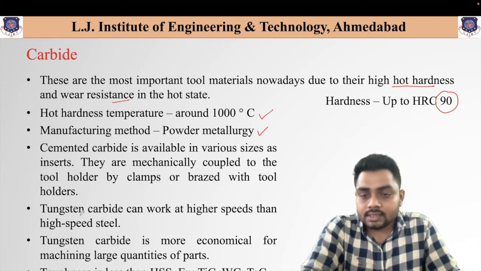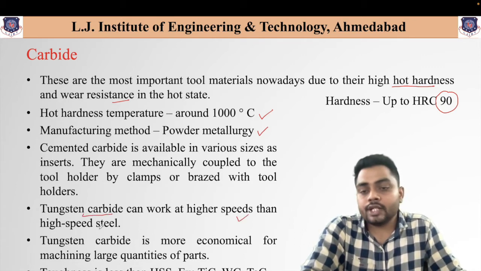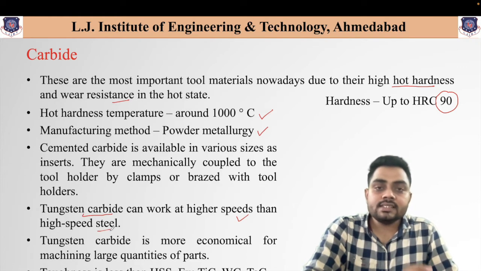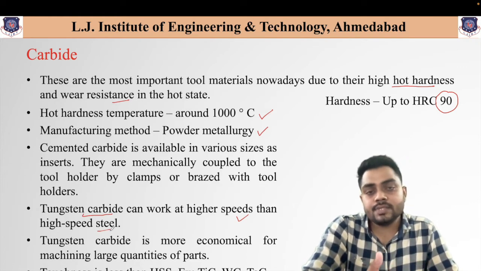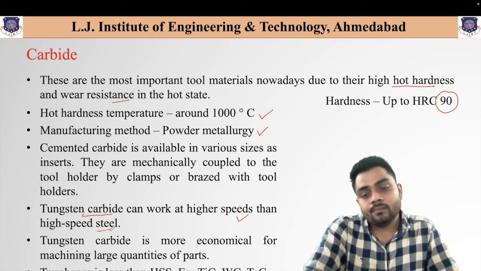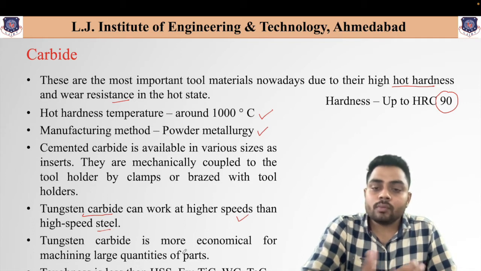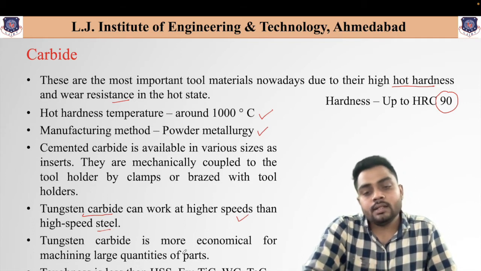This tungsten carbide can work at a higher speed compared to high speed steel. So it is the major advantage of using these tungsten carbide tools, because if we want to machine at a higher speed, these carbide tools are more helpful than the high speed steel available. And this tungsten carbide is more economical for machining large quantities of parts.